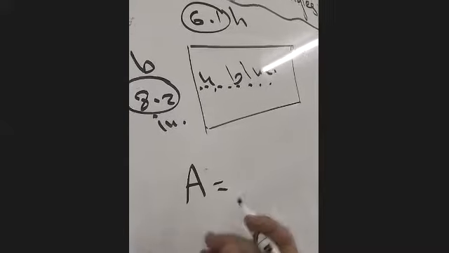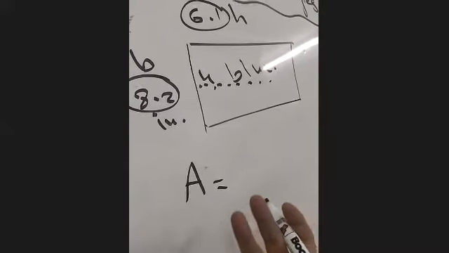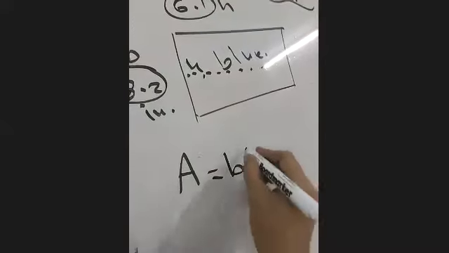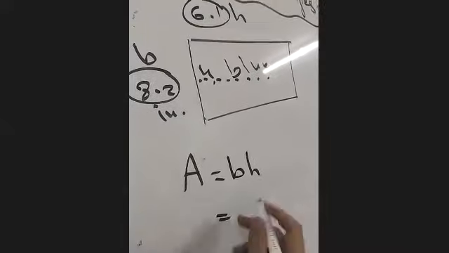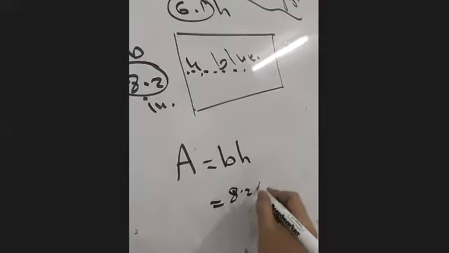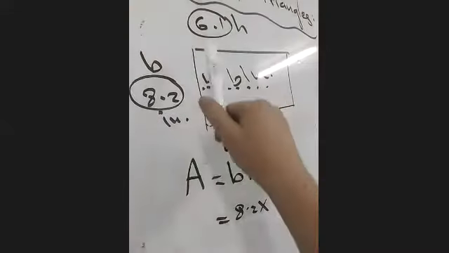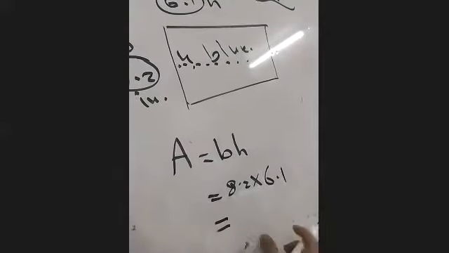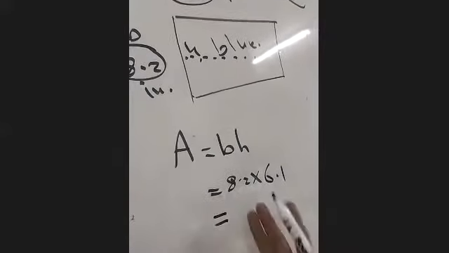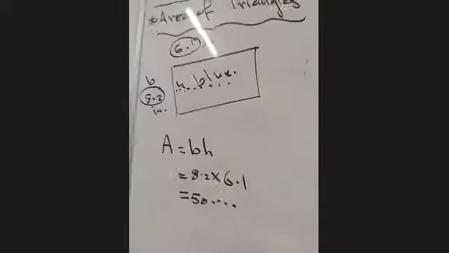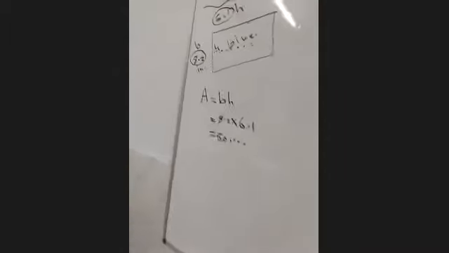No, the formula, my son. The formula, what is it? BH. So A equals BH, excellent. Equals the base, which is 8.2, right? Multiply the height, 6.1, right? You're right. So multiply them, the answer will be 50 point something. This is question 1 for Yusuf.